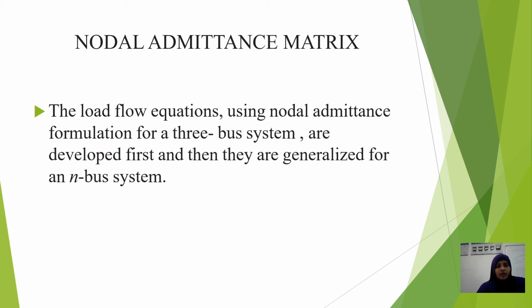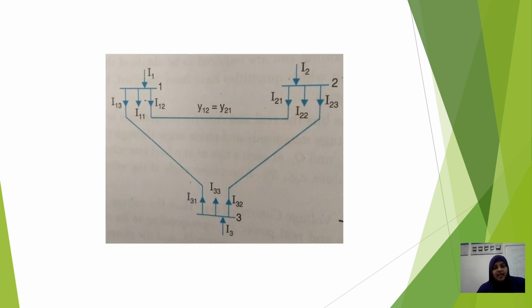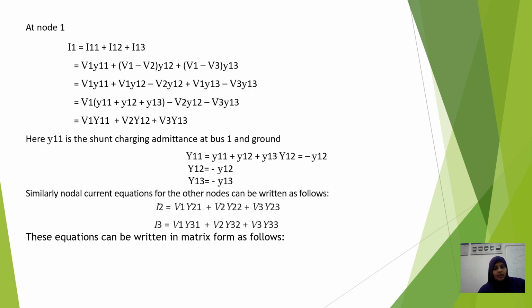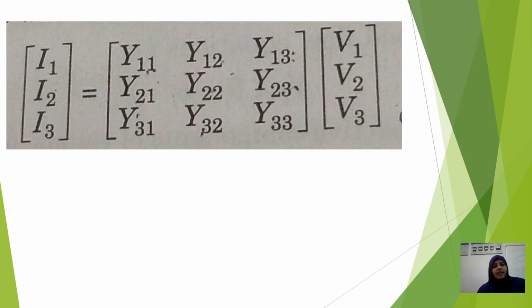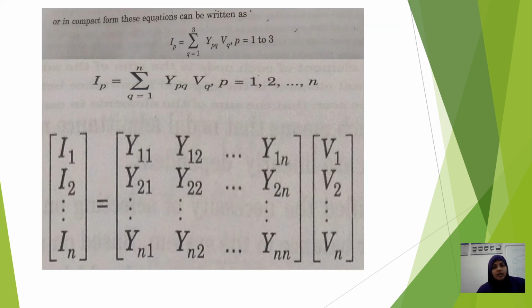For load flow solution using nodal admittance formulation, we develop it first for a 3-bus system, then generalize it for an n-bus system. We first found the currents I1, I2, I3 in the form of V into Y, that is I equals YV, and wrote it in matrix form: I1, I2, I3 equals Y11, Y12, Y13 and so on, into V1, V2, V3. These matrix equations can be written as I_P equals summation over Q equals 1 to 3 of Y_PQ V_Q, for P equal to 1 to 3, a 3-bus system.